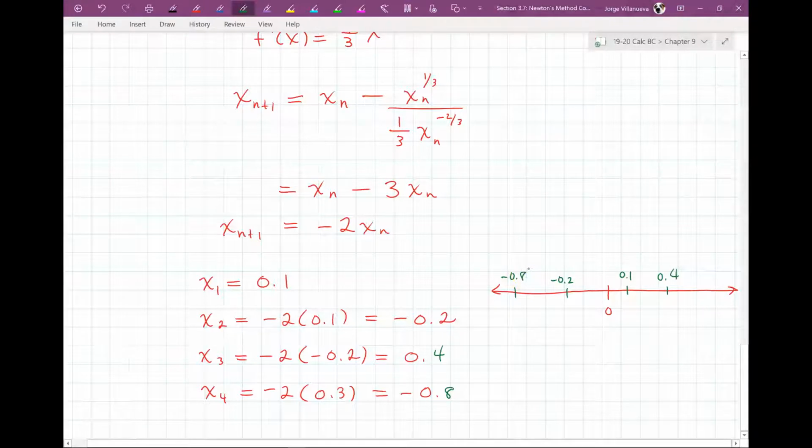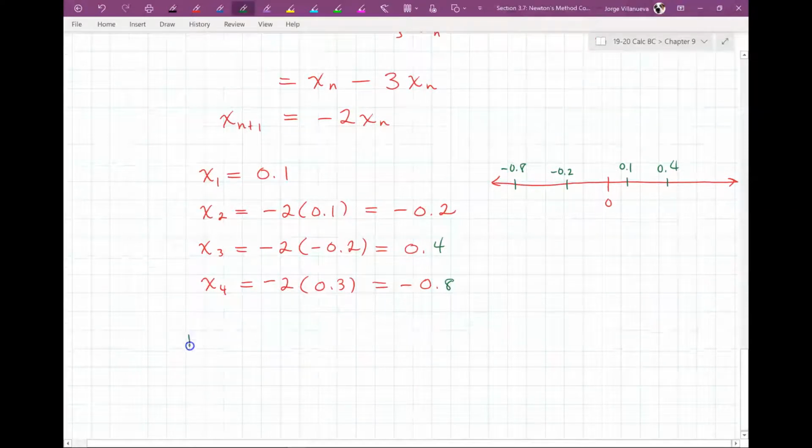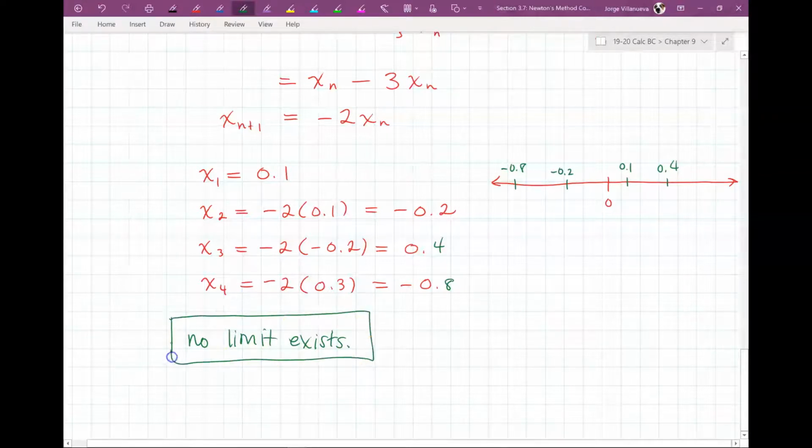But as you keep doing that, the next one would be a positive 1.6. The next one would be a negative 3.2. After that, it's a positive 6.4. The numbers aren't getting closer. They're getting further and further apart. Okay? When you notice that, that means that this thing is diverging. It is not converging. Okay? So we're going to say that no limit exists. It's not going to one place. Okay? So no limit exists for this thing.